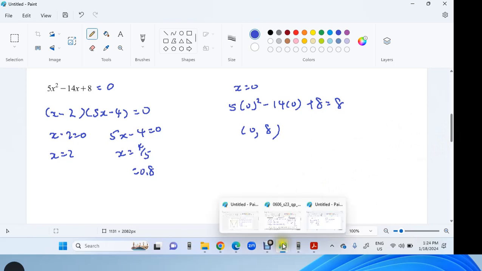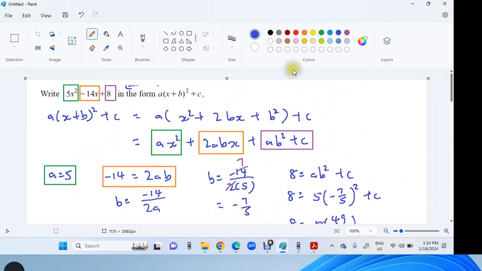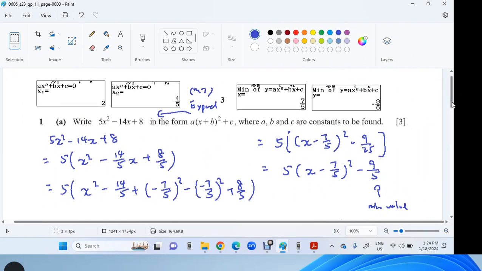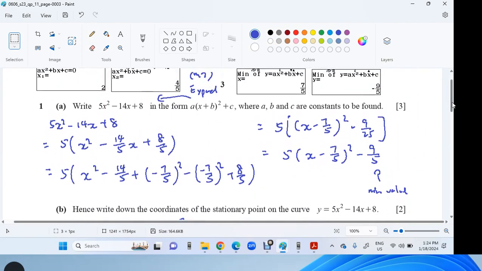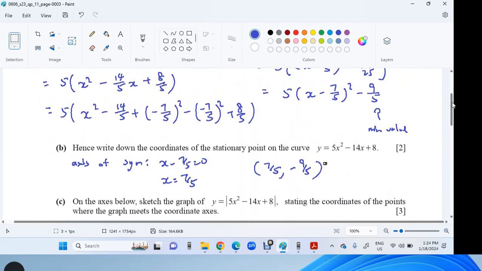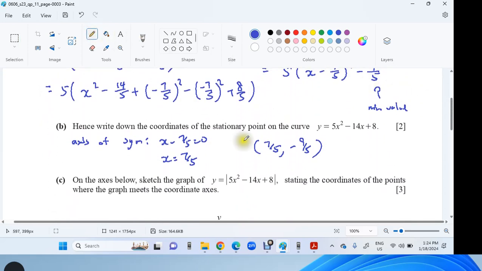Okay, so go back to this part. We look at the question here. The x equals 7/5, and 7/5 is 1.4. So this one is actually (1.4, −1.8).